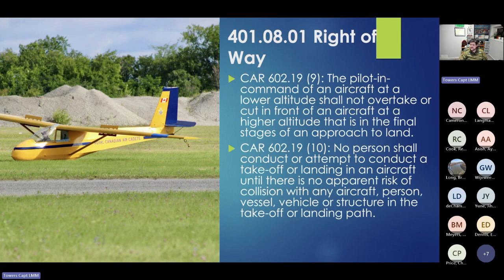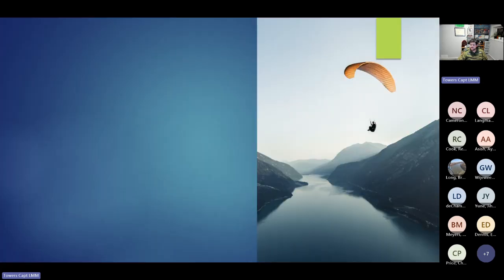No person shall conduct or attempt to conduct a takeoff or landing in an aircraft until there is no apparent risk of collision with any aircraft, person, vessel, vehicle, or structure in the takeoff or landing path. So basically, it's your responsibility as a pilot to make sure that your takeoff or landing path is clear and free of obstructions. The pilot in command is always responsible.